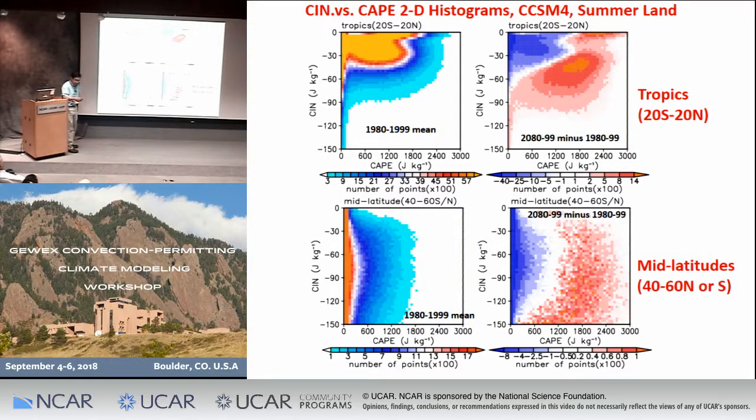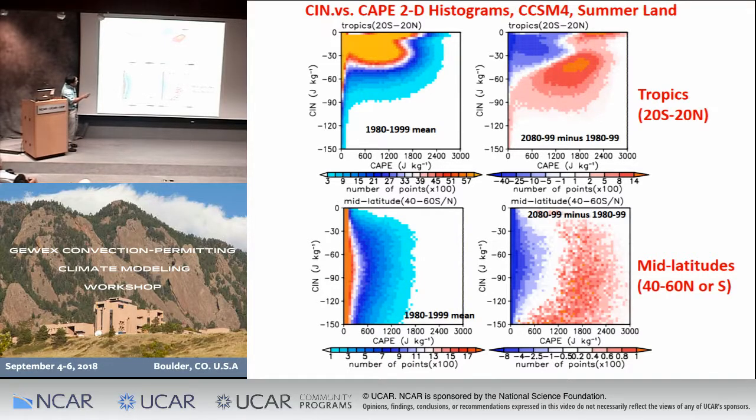The next few slides are going to show you some histograms of changes. We separate into tropics and the middle latitudes because they look quite different. So this is the current mean frequency distribution of the CIN and the CAPE. So think of a histogram of two variables. So essentially, CIN and CAPE happen mostly in this corner, low values here. So this is the change.